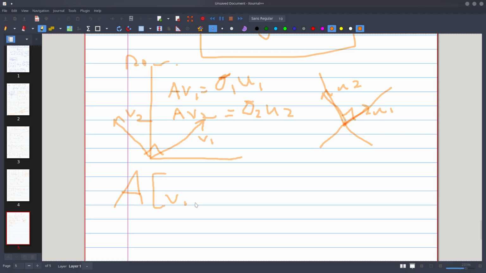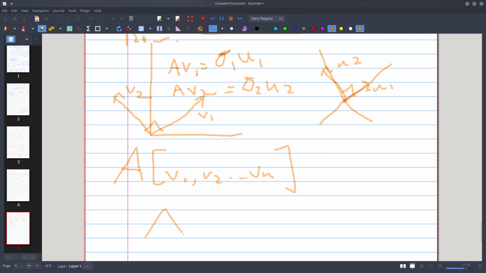So A times v1, v2, all the way up to vn, right? And so you can see how this multiplication would distribute. So this really is just AV. You want to package these vectors into a column of a matrix. This is what you do in linear algebra. At this point, it should be no surprise that that's what we're doing.